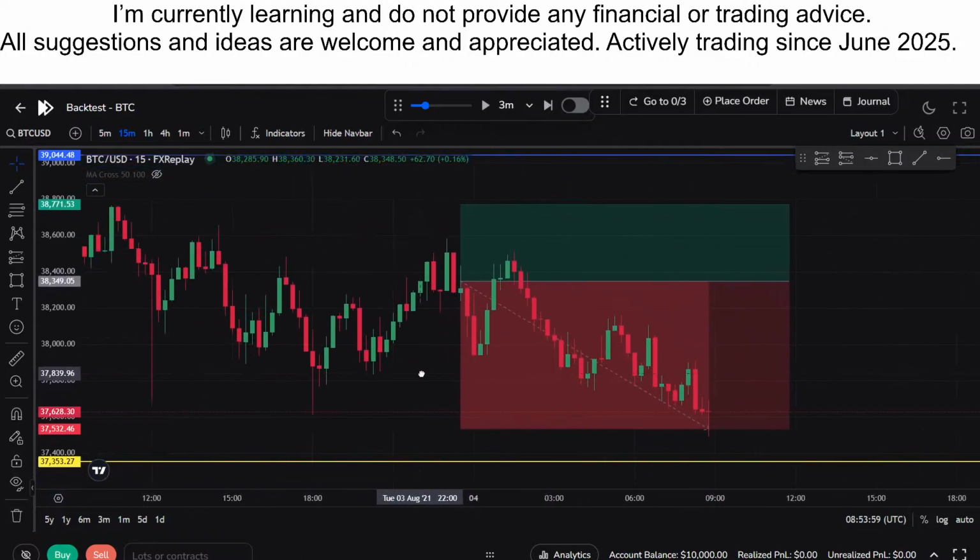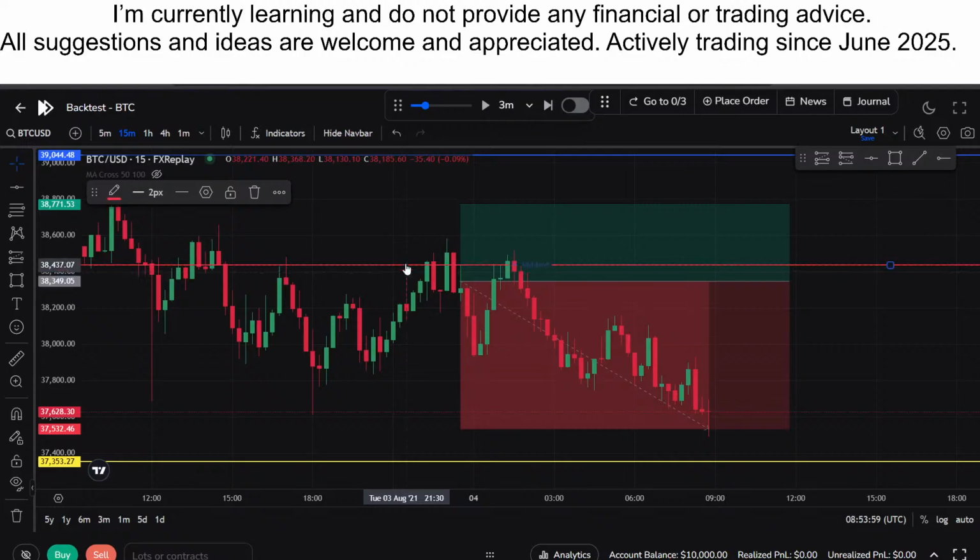What did I do wrong here? I entered the market here because I saw a break of structure. High, low, high, low, and high. Yeah, I saw a break of structure and entered the market, but I didn't see that it just came off a liquidity sweep. I didn't see that. So I should have seen that liquidity sweep.